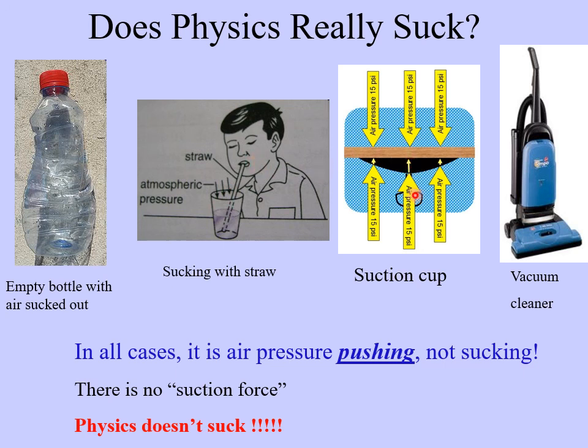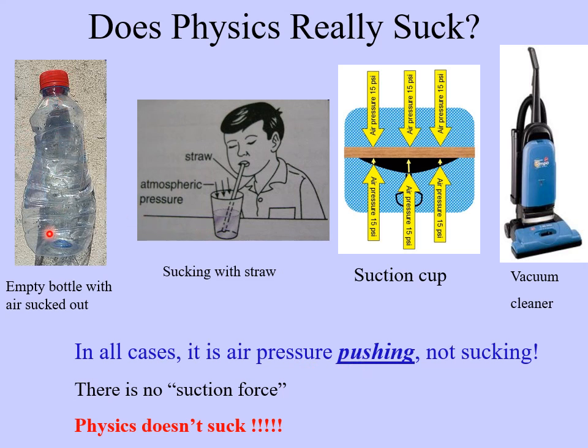Another example is the so-called suction cup. It's sucked onto the surface that it sticks to. And then, of course, a classic example of sucking is the vacuum cleaner. We think of it sucking up dirt from the rug. Well, in all cases here, this is a completely incorrect interpretation of what's going on. In all of these cases, there is no sucking. It is always pushing. It's air pressure pushing.